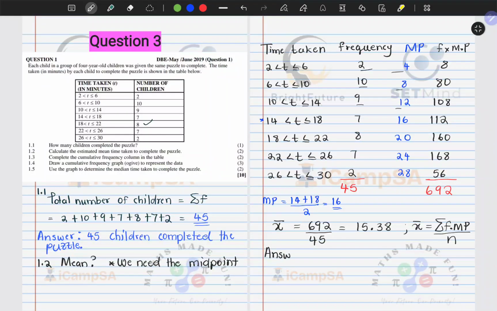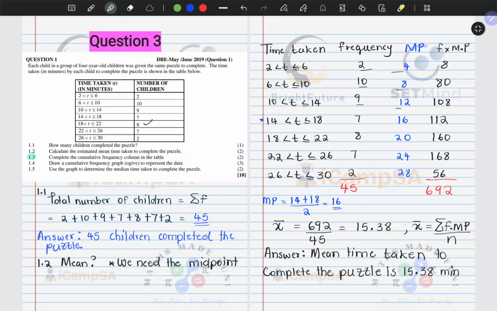So the answer: we can therefore say the mean time taken to complete the puzzle is 15.38 minutes. So we're done with that.